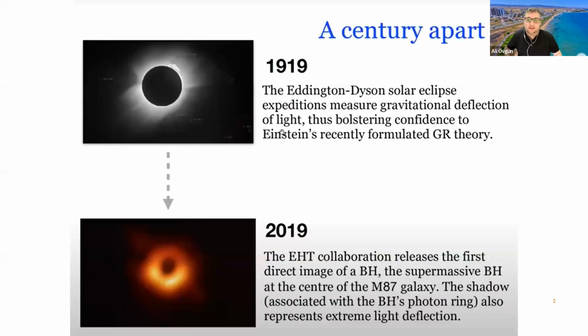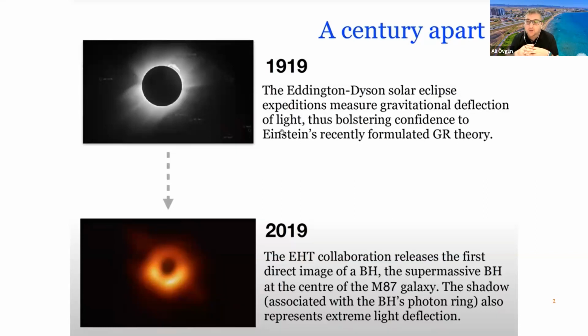So in 1919, Eddington and Dyson led a solar eclipse expedition that measured the deflection of light by the Sun's gravity, which provided strong evidence for Einstein's newly formulated general relativity theory. And a century later, in 2019, the Event Horizon Telescope collaboration released the first direct image of a black hole, the supermassive black hole at the center of the M87 galaxy.